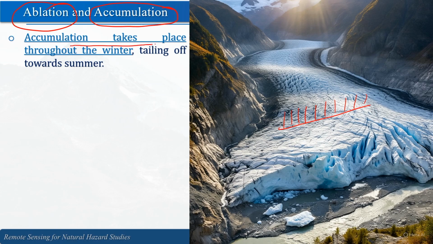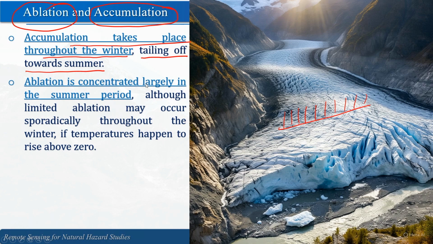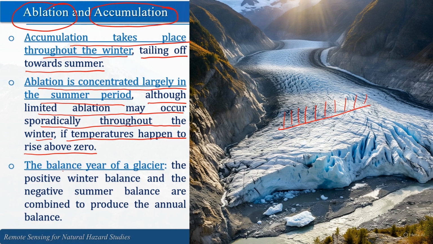It is simply the melting, right. The accumulation takes place throughout the winter, tailing off towards summer. In the summer, melting will start. So, accumulation can be seen largely in the winter season. Ablation is concentrated largely in the summer period, although limited ablation may occur sporadically throughout the winter if temperature happens to rise over 0. The balance year of a glacier is very important. The positive winter balance and the negative summer balance are combined to produce the annual mass balance.